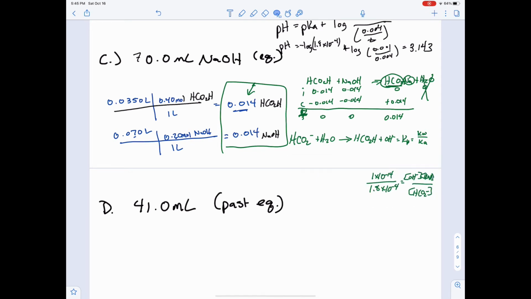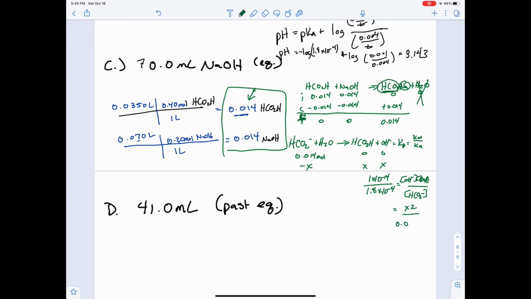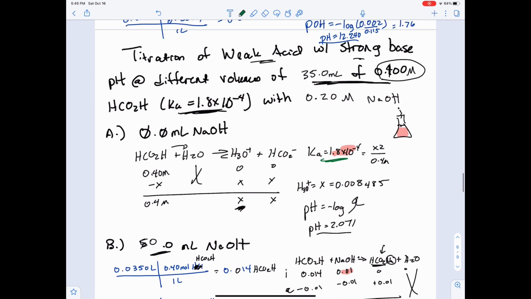I'm going to scooch this over so I've got a little bit more room. I'm just reminding that that's how much of that salt that I made. So that's my initial amount. Those are my x's. So I've got x squared over the 0.014 minus x, but I can throw the x out. Now, here's where it matters. You see how I drew that line? That's because it has to be in molarity.